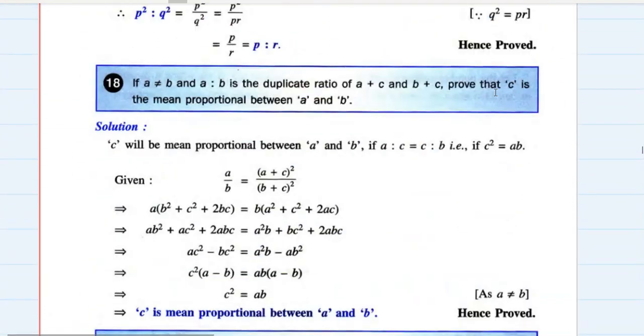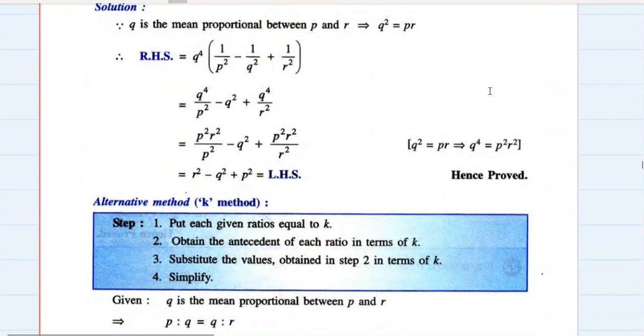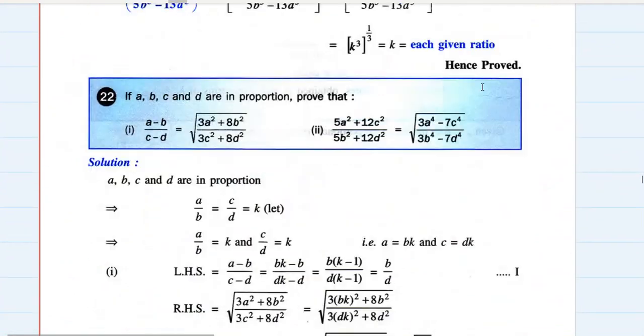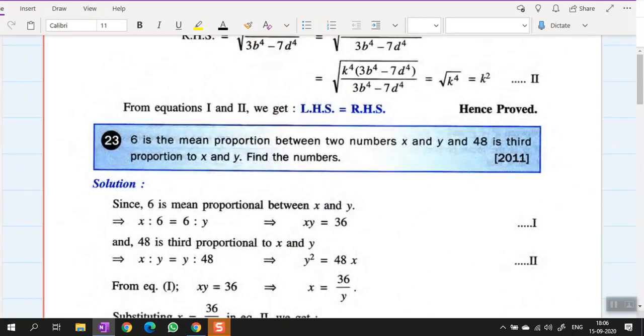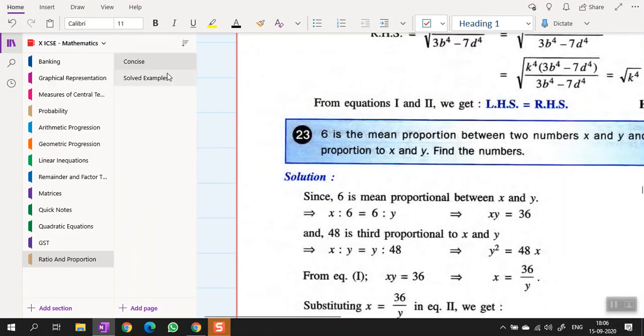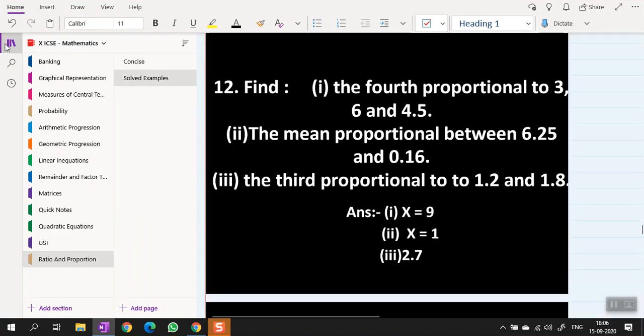Okay, so now there are some basic questions on the properties of proportion which we have studied till now. There are around 23 questions, I think. Yeah, 23 questions. So let's do these 23 questions and then just one part of the chapter will be remaining, which I think we will do in the next part of the video where the chapter will be over. So let's go to the solved examples. Okay.